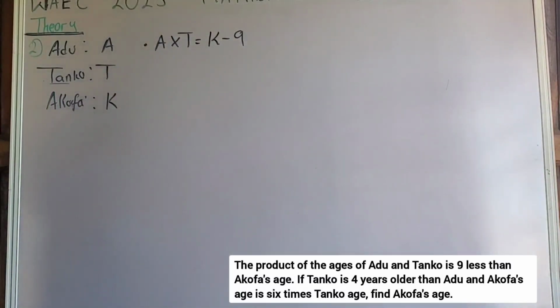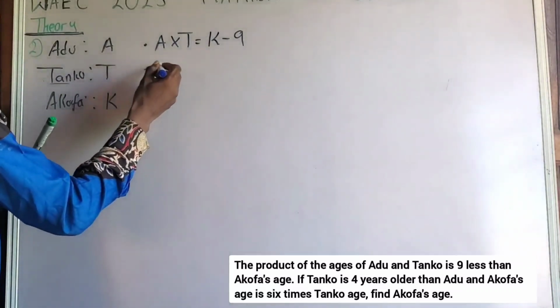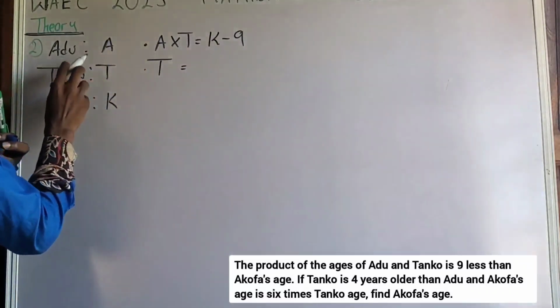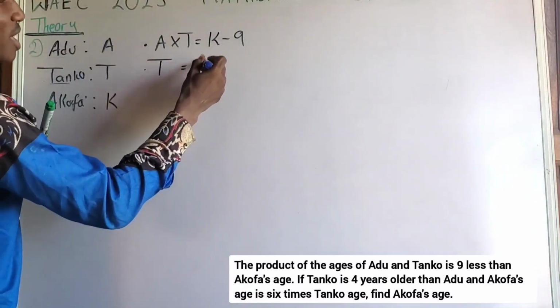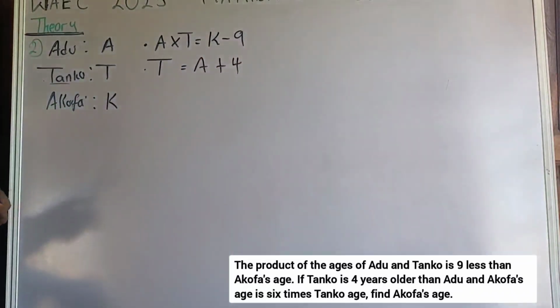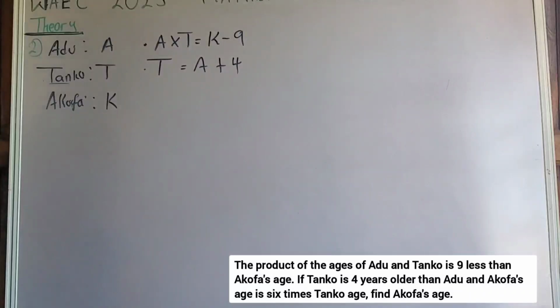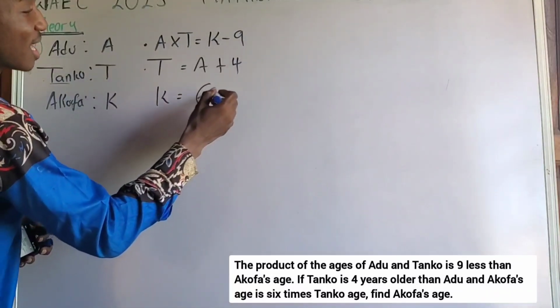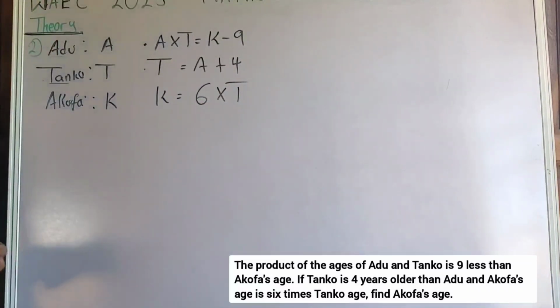Now, if Tanko is 4 years older than Adu, and Akofa's age is 6 times Tanko's age. The second statement: Tanko is 4 years older than Adu, and Adu's age is what? A. So Tanko's age is equal to A plus 4. Do you understand? Okay. Now, Akofa's age is 6 times Tanko's age. Okay. Akofa's age, K, equals 6 times Tanko's age. You can see the interpretation.